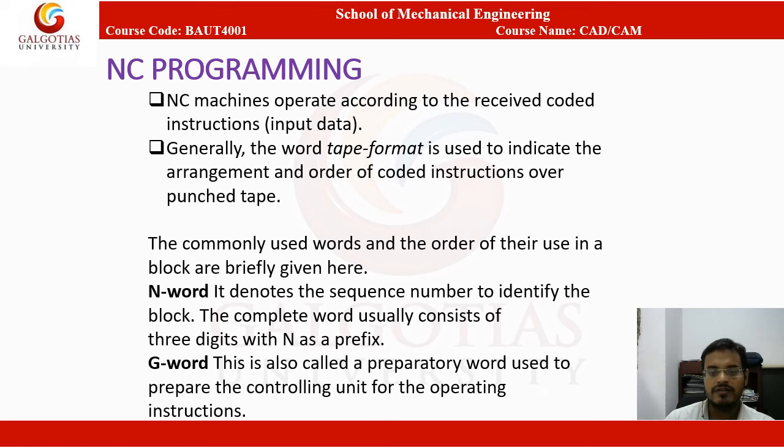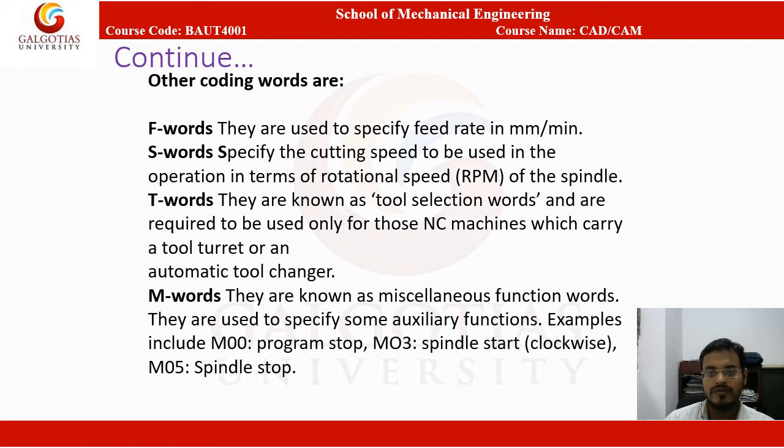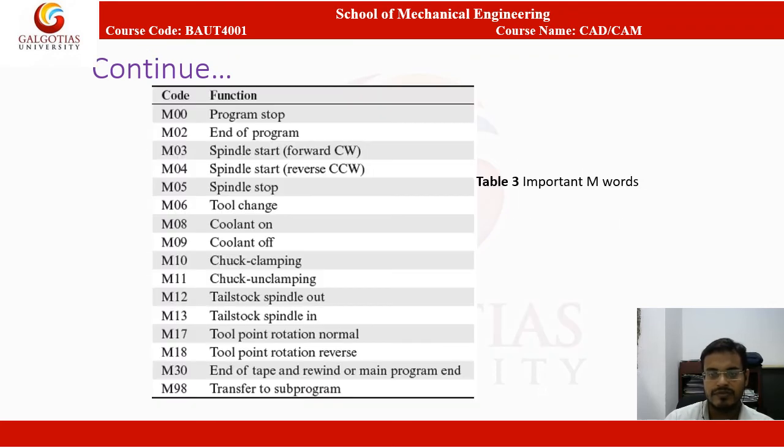The G word, also called the preparatory word, is used to prepare the control unit for operating functions. Some examples of preparatory codes, G words, are G00, G23, G19. Preparatory codes are required for the starting function of the machine. Then the F word is for feed rate, the S word is for spindle speed, the T word is for tool number, which tool is used, drilling tool, milling tool like this. M words are miscellaneous functions for controlling the machine, like spindle stop, coolant on, off, program stop. So these are some examples of the M codes.